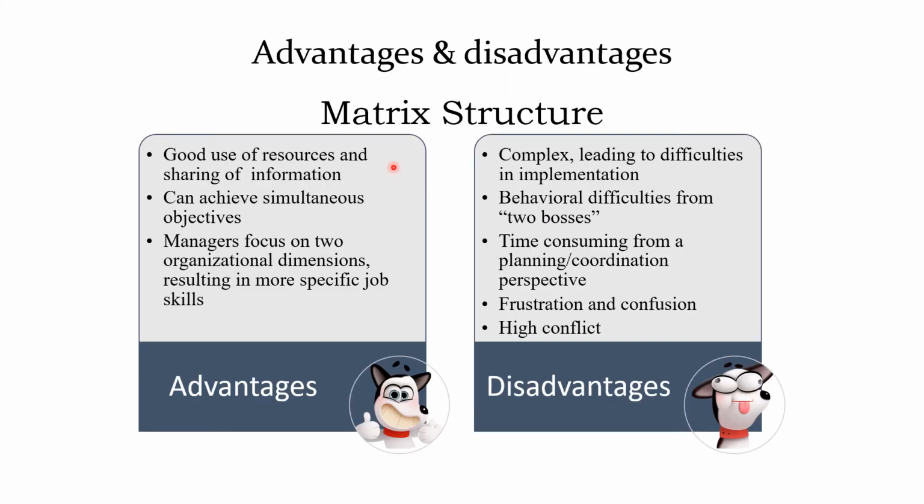The advantages, of course, is we can achieve the objectives simultaneously. The managers also can focus on two organizational dimensions. It's a good use of resources and sharing of information between both types of department. However, it will involve high conflict and frustration. It will be difficult for the employee because they will have two bosses at the same time.